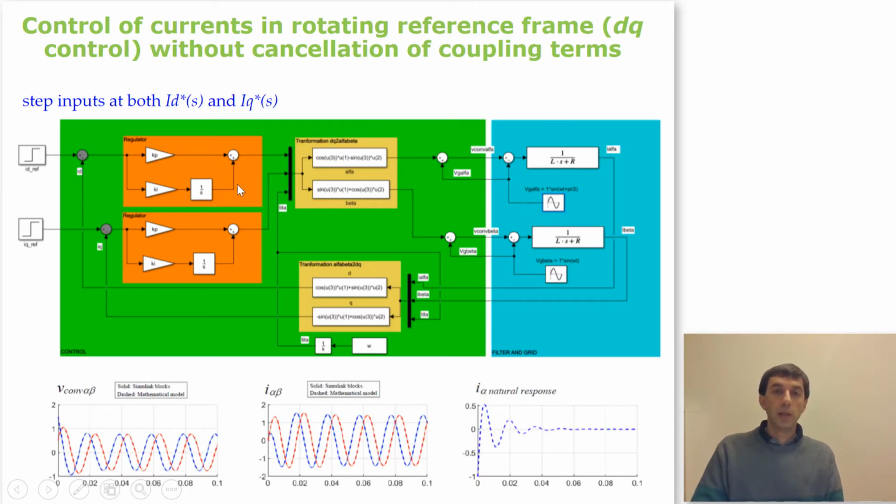Here are the PI controllers. Now we don't have the cancellation. Here we have the transformations of the coordinates, of the reference frame, sorry. Here we have the theta angle, and here we have the power circuit, the filter and the grid. And for step inputs, we see an exact coincidence or match between converter voltages and currents flowing through the alpha beta circuits.